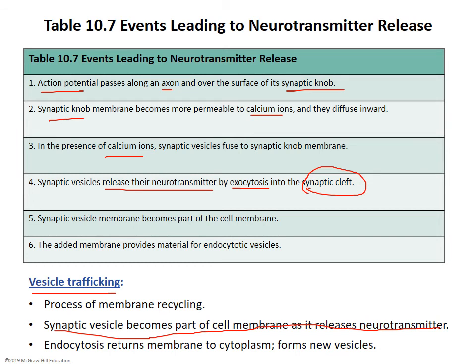So I hope this was okay. I know we're not going to get into all the different neurotransmitters. We're not going to get really in depth in this, but I do want you to know the basics.